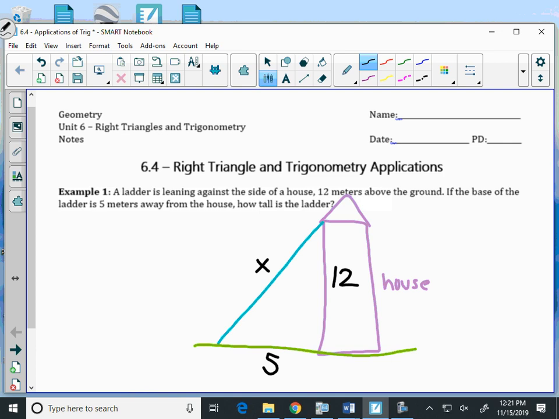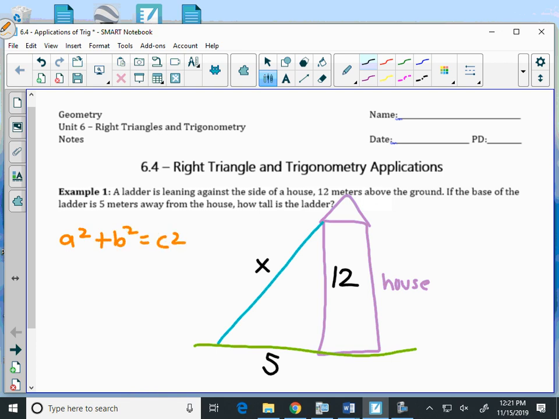Well, what kind of shape did we just form? A right triangle. What can we do to find x or find the length of our ladder? What are we going to use? Yeah, how are we using it? Why are we using the Pythagorean theorem and not trig? Because why? We have two sides, so we can use the Pythagorean theorem.